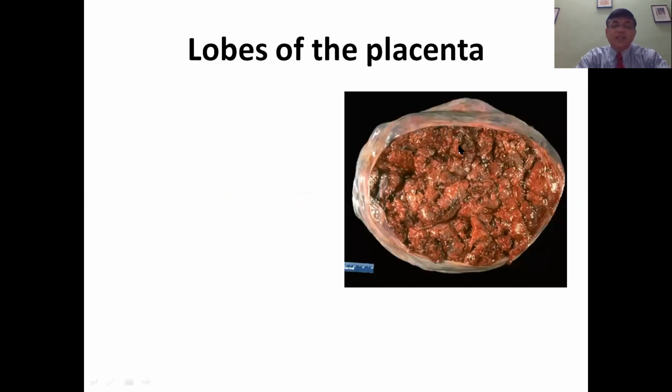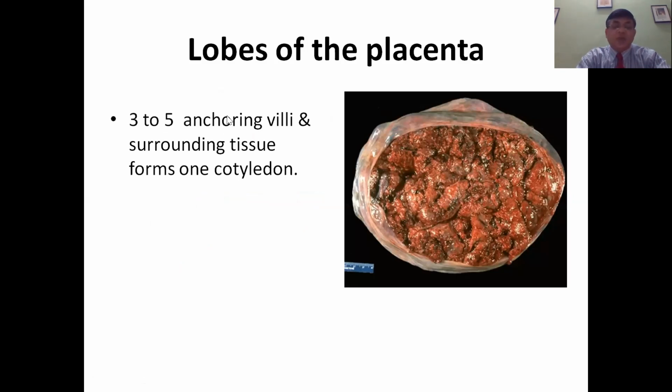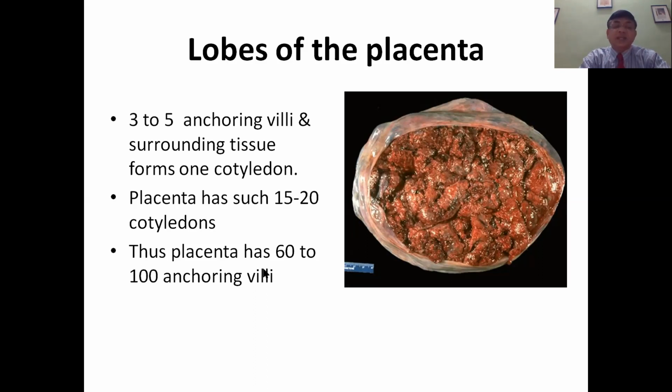Now these lobes of placenta, each lobe has 3 to 5 anchoring villi. So 3 to 5 anchoring villi and surrounding tissue forms one cotyledon, or the lobe. Placenta has such 15 to 20 cotyledons. So if each cotyledon has 3 to 5 anchoring villi and placenta has 15 to 20, on an average, placenta has 60 to 100 anchoring villi.